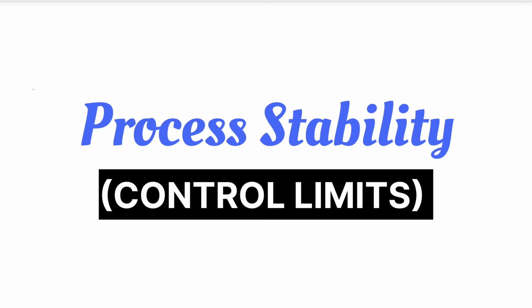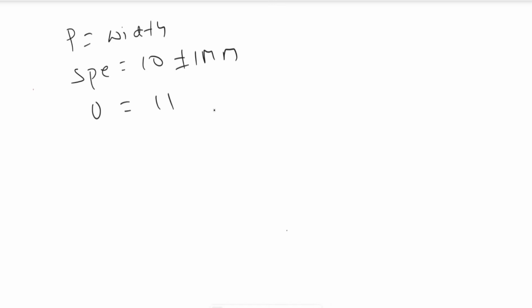Whenever we use the term process capability, it is with respect to the specification limits. Whenever we are using stability, it is with respect to the control limits. Okay, one example: the parameter is the width. The spec is 10 plus minus 1 mm. Upper specification limit is 11, lower specification limit is 9, target is equal to 10.